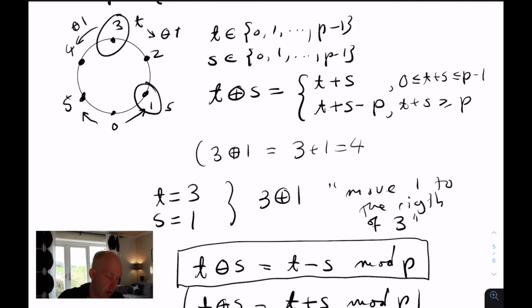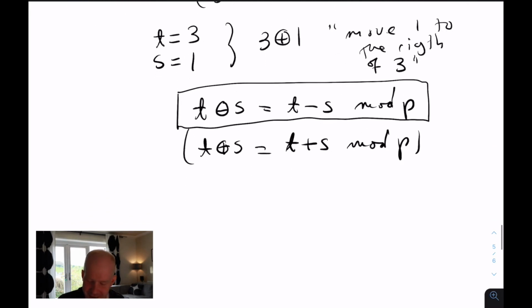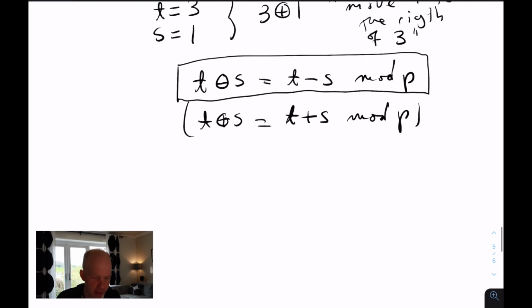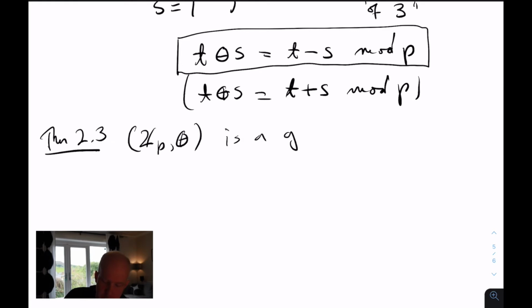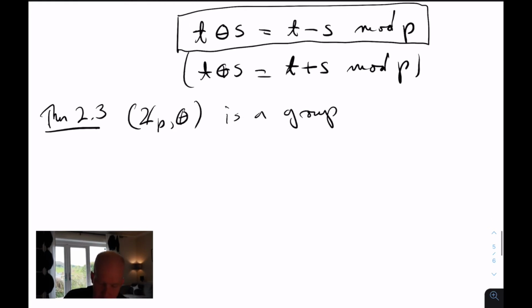So this is the group. That's the whole setting of the course. There's not really much to talk about, because this is quite simple. You will see that we have this theorem 2.3 in the notes that says that this Z_p with this operation is a group. It's actually an abelian group, but it's a group.